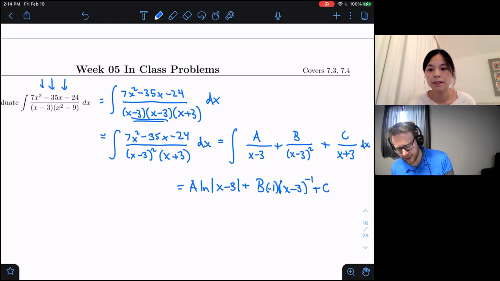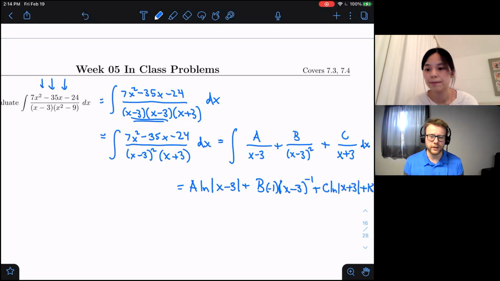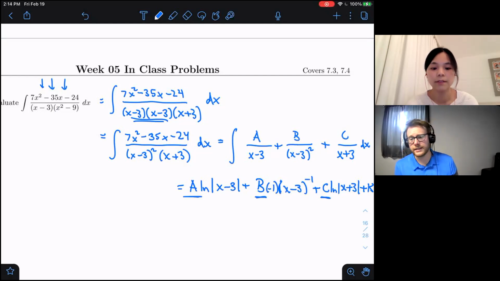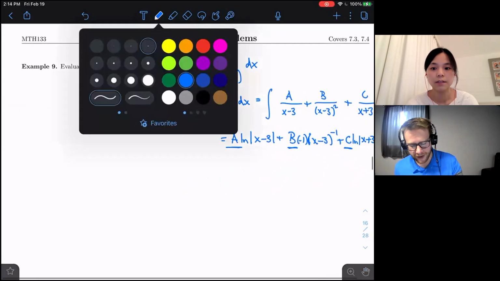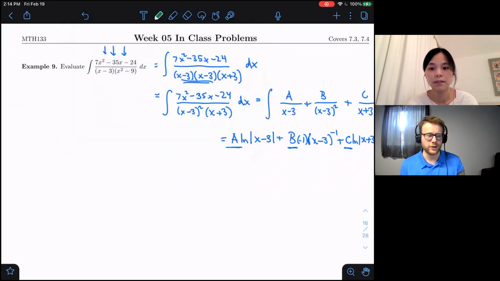And then we're going to get plus c times the natural log of the absolute value of x plus 3 plus some constant of integration, which I'm going to call k for the time being, since we're already using the name c for something else. So now if I know what a, b, and c are, I can plug those in and I will get the exact right answer. So it's algebra time. Let's move off to the side here and do a little bit of algebra solving a system of equations.